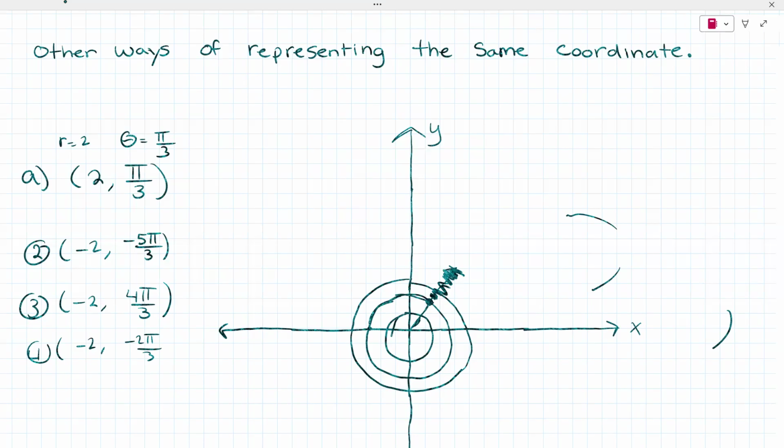If you look at negative 2, comma 4 pi over 3, 4 pi over 3 is 240. So negative 2, and then you go this way to exactly 240. That would give you the same position. Okay, so don't get that confused. So those are three ways you could express 2 comma pi over 3, which will give you the same position as these.